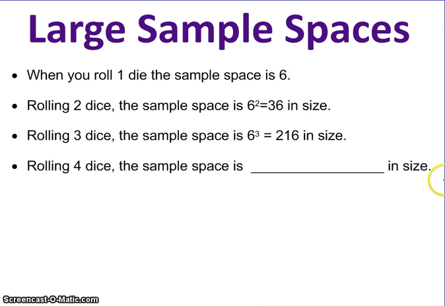All right, so how do we calculate larger sample spaces? When I roll 1 die, the sample space is 6 because I have 1, 2, 3, 4, 5, 6. When I rolled 2 dice, I had 6 squared or 36. When you roll 3 dice, you get 6 cubed or 216. When you roll 4 dice, it's 6 to the 4th because I have 6 possible outcomes for the 4 dice, which is 1,296 in size.